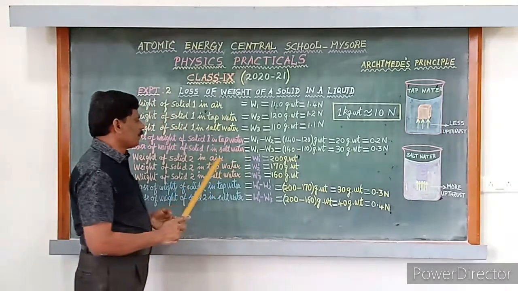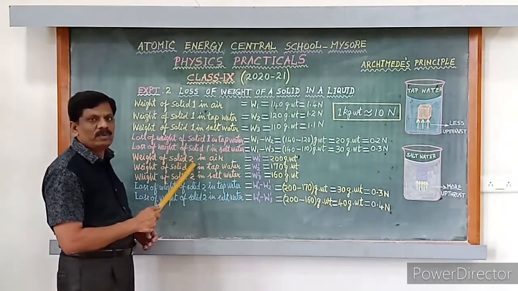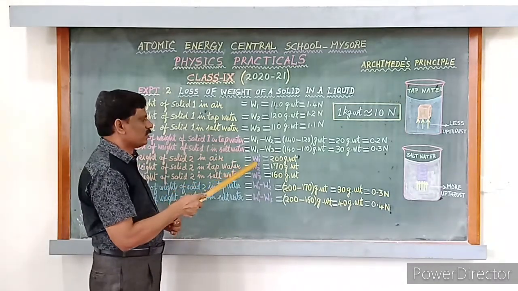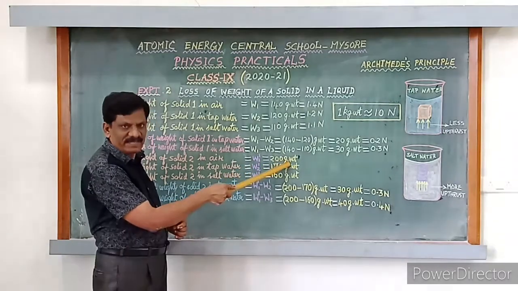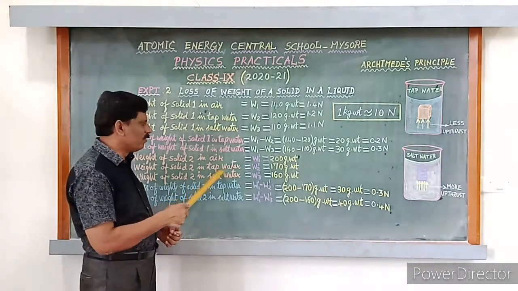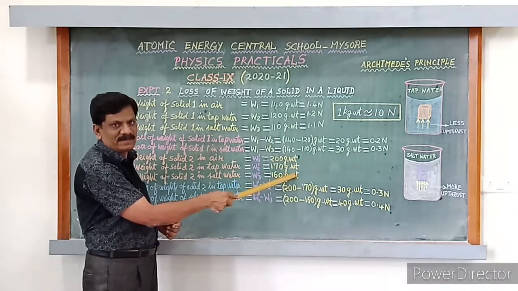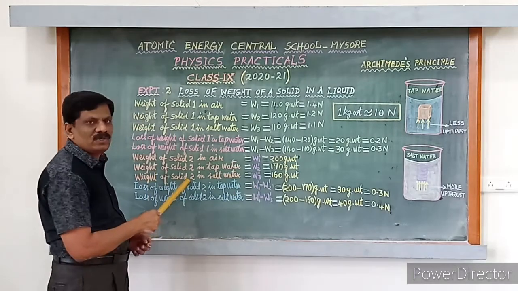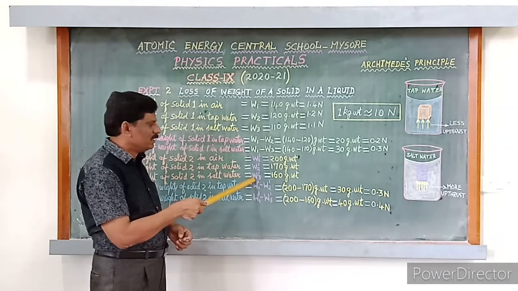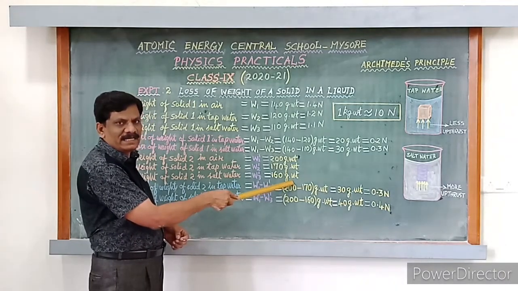Okay. Now, similarly for the next solid 2. Weight of solid 2 in air, I denote this term as W1 dash for a change. So W1 dash is equal to 200 gram weight. Then weight of solid 2 in tap water, we have found that it is W2 dash, and that is equal to 170 gram weight. Next, weight of solid 2 in salt water, I represent this by W3 dash. So that is equal to 160 gram weight. I found it to be 160 gram weight.